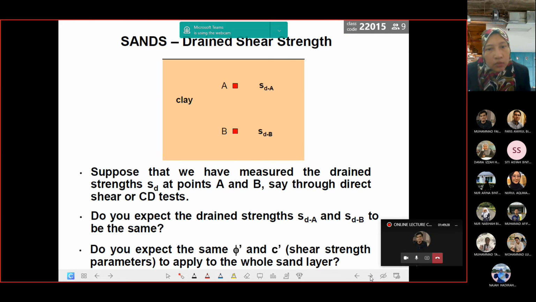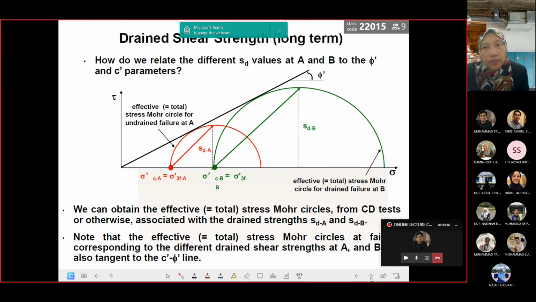Kalau kata untuk sand, we want to see that the strength parameters will be the same as what we saw from clay just now. Okay, dalam case ni, you akan nampak untuk keadaan total stress, yang ni dia buat dalam consolidated drained test. So bila consolidated drained test, dia akan bagi you, of course kalau tadi pun clay, the same image as what you have. Example here, effective curve kan, kita akan nampak dia punya sample A pada sample B pun benda yang sama. So how about this one? The effective or the total stress Mohr curve at failure corresponding to the different drained strength at A and B also tangent to the c and phi line.